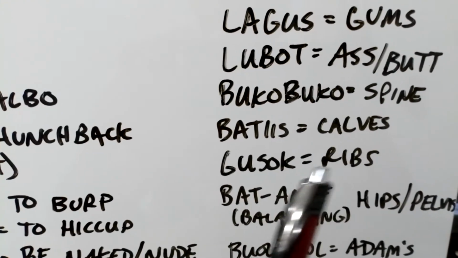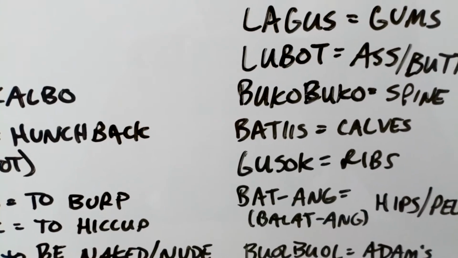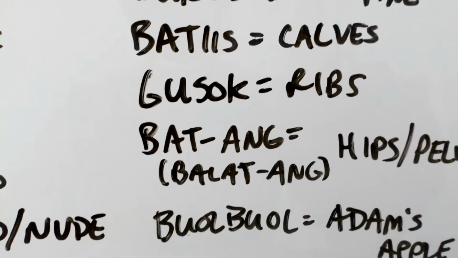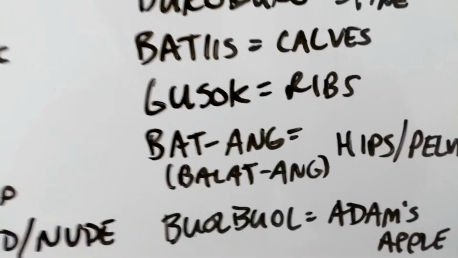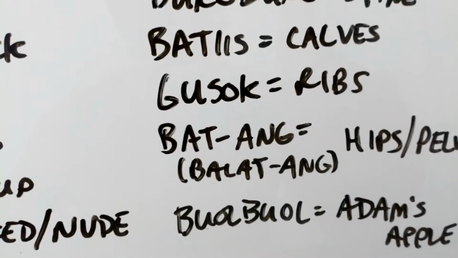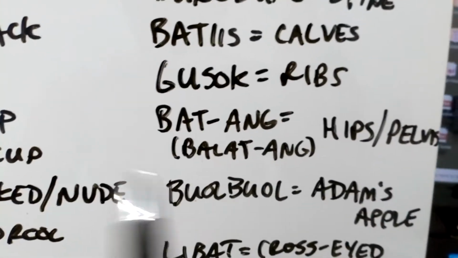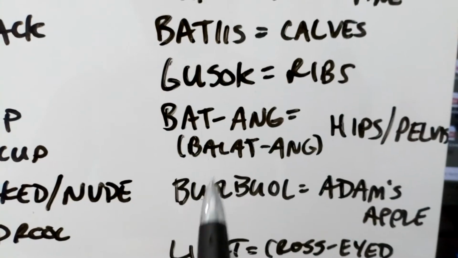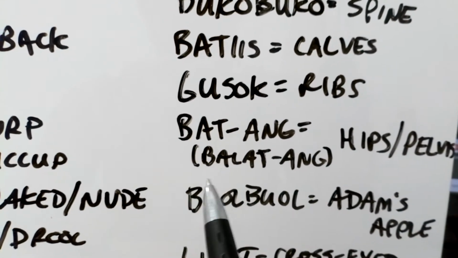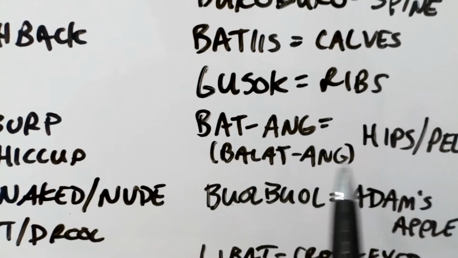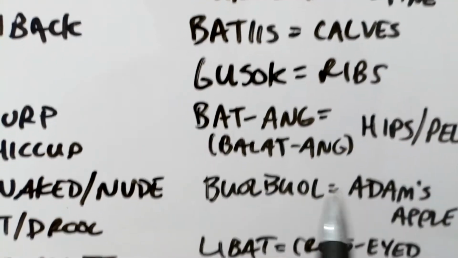Batiis meaning calves, right? Calves. Batiis is the back part of your lower legs. So it's the back part of the legs, or the lower legs is your calves. Gusok is ribs, right? Gusok, ribs. Balatang, again, there's that al infix right there, the al infix, right? Balatang, or sometimes people say batang, but in the standard dialect, it's the full version, balatang, which means like your hips or your pelvic area, the hips or pelvis.